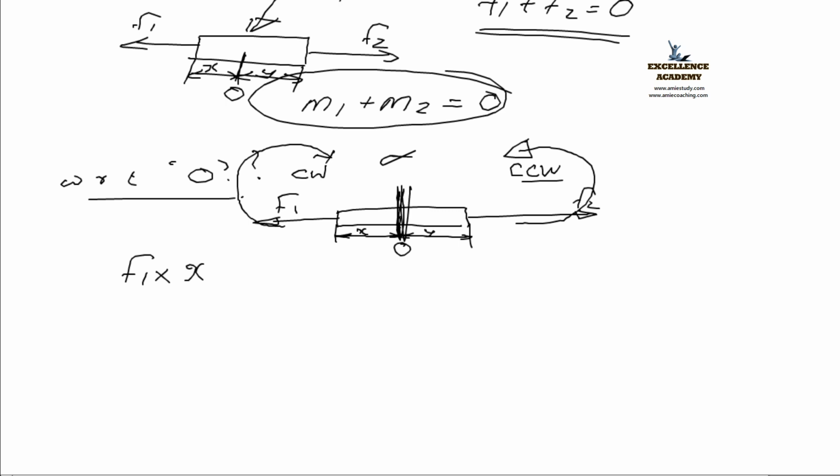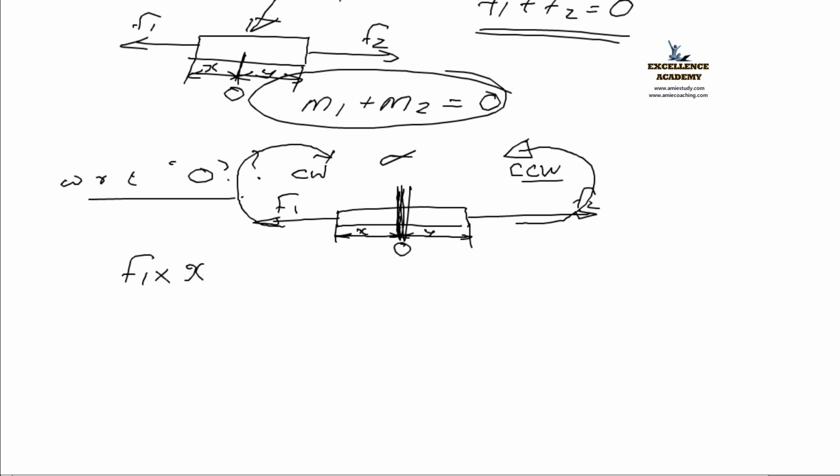F1 into X plus F2 into Y? That is wrong. F1 into X is equal to F2 into Y? Yes, that is right. Did you get the mistake?